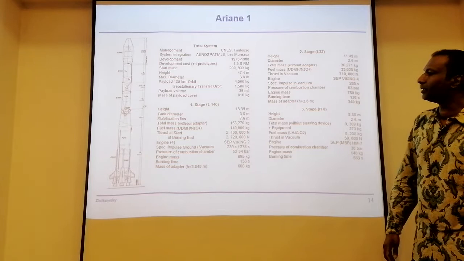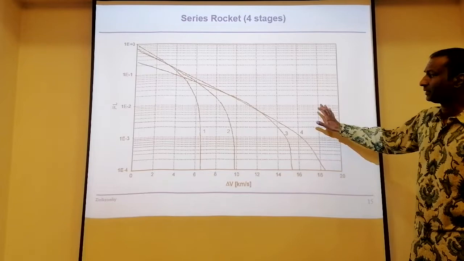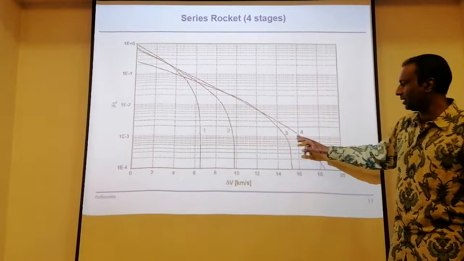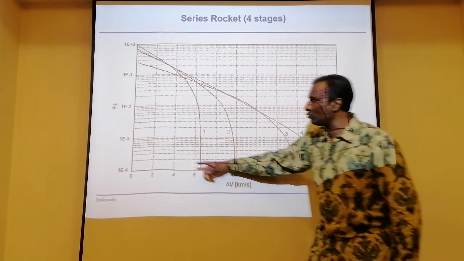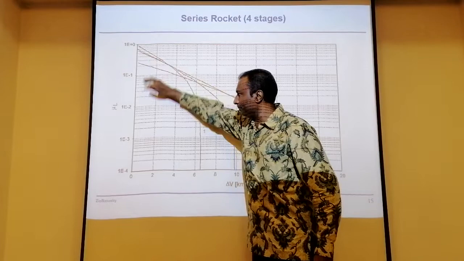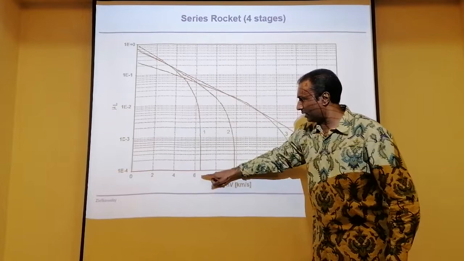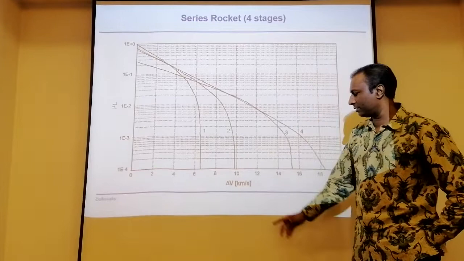Okay, so if you look at the series stages, this is stage 1, stage 2, stage 3, and stage 4. And this is the delta V. If you look at the mu L, the maximum, which is definitely below 1, for each and every stage, you can practically interpolate what would be the exact delta V that you can expect for that stage.